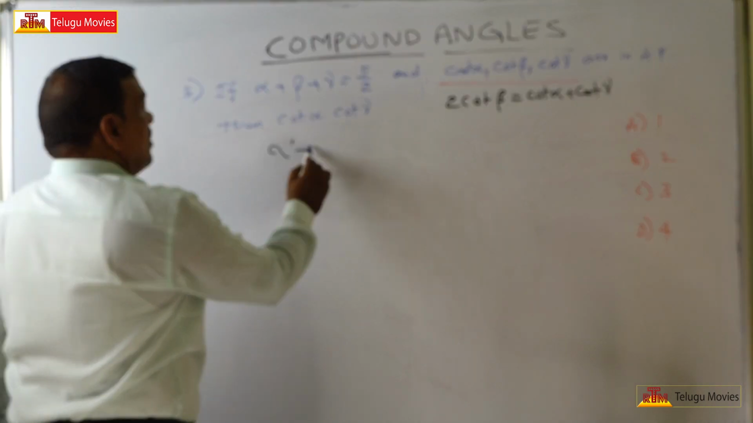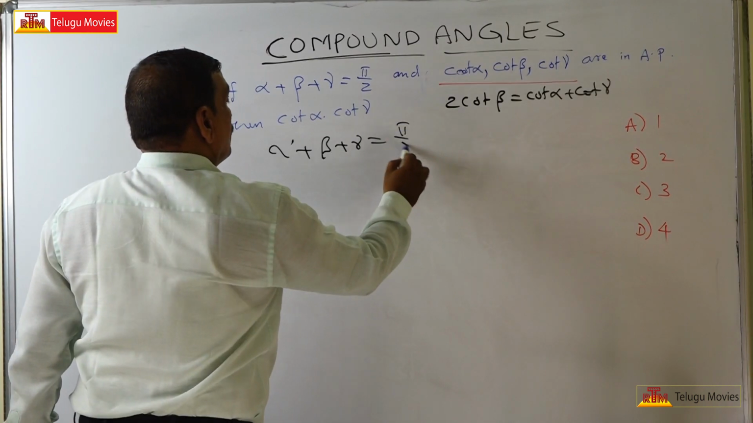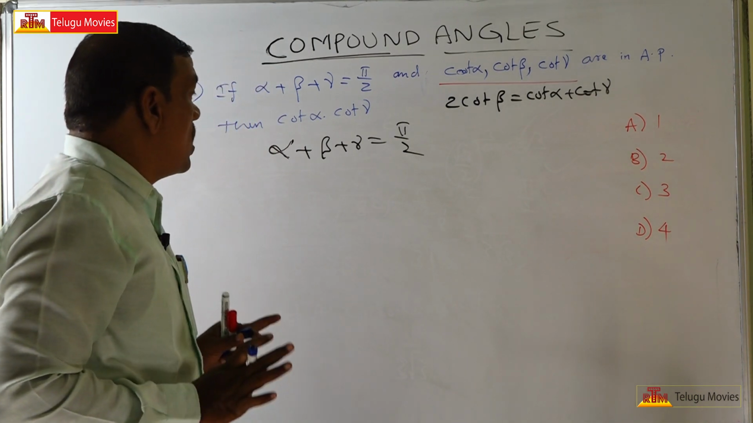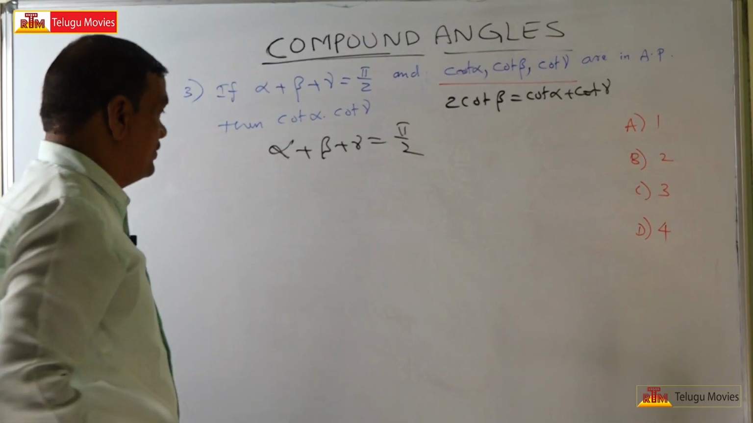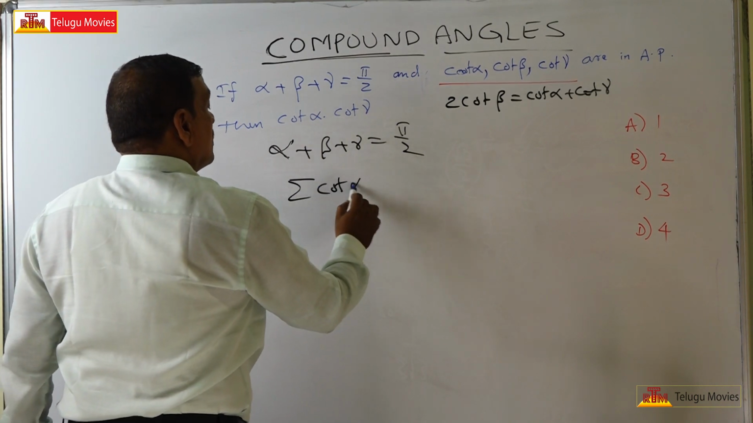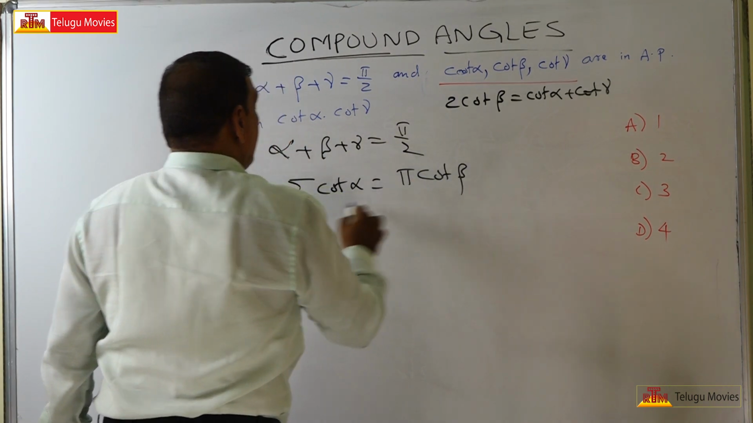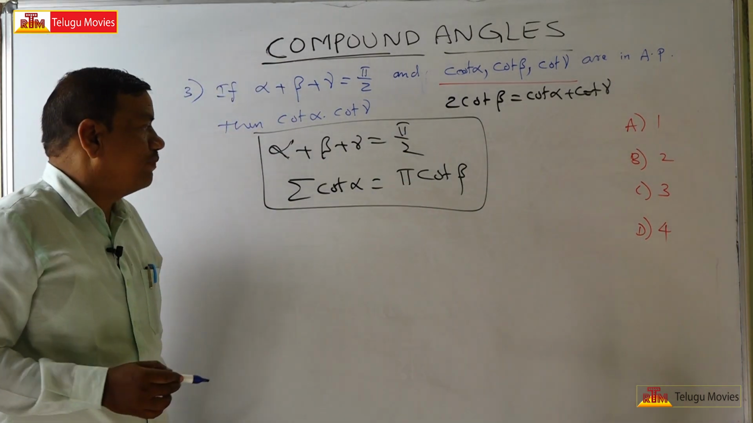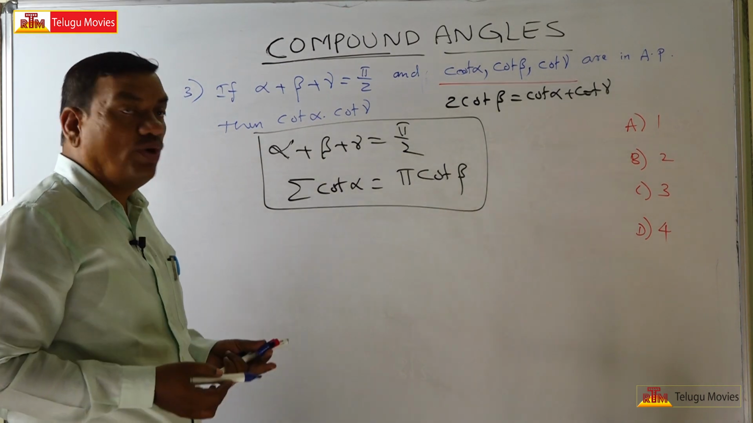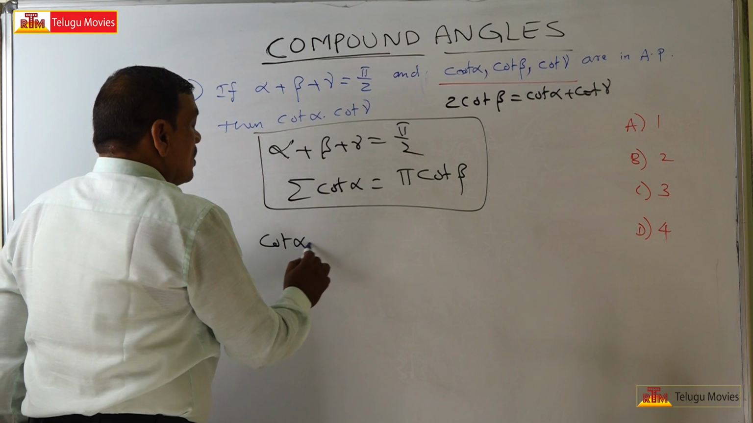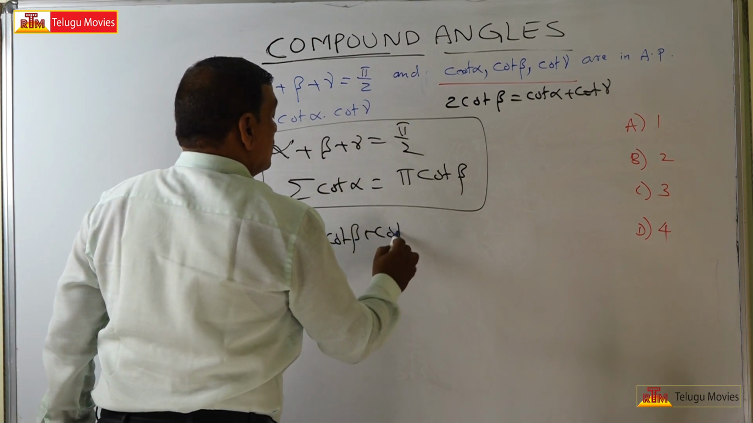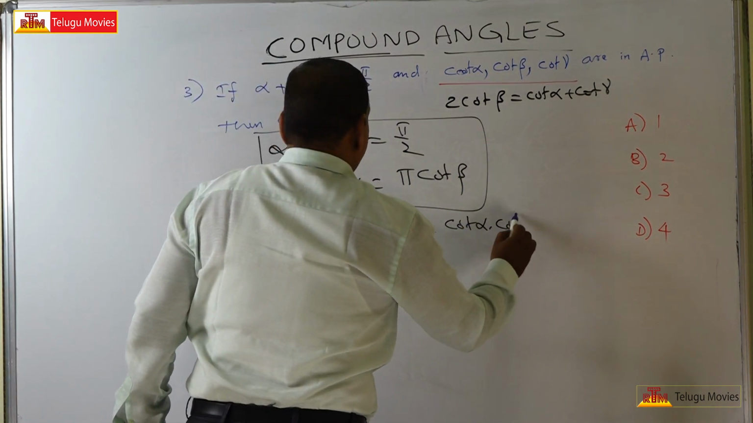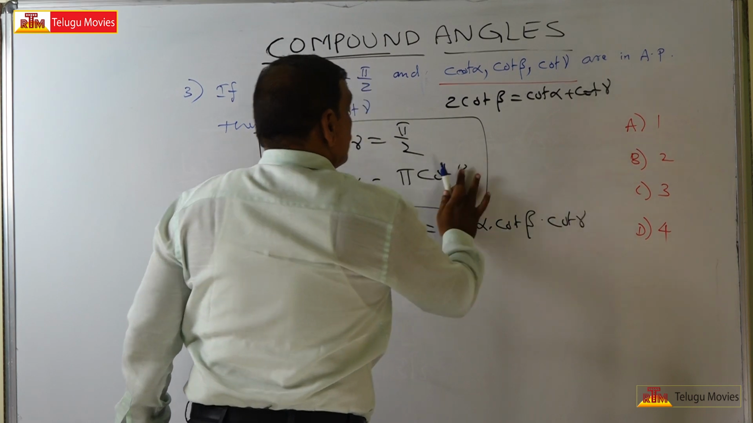Whenever it is given alpha plus beta plus gamma is equal to pi by 2, you have to remember certain results. Please note down this result: if alpha plus beta plus gamma is equal to pi by 2, then sigma cot alpha is equal to pi cot alpha. Sigma cot alpha means cot alpha plus cot beta plus cot gamma, and pi means product, so that is equal to cot alpha into cot beta into cot gamma.